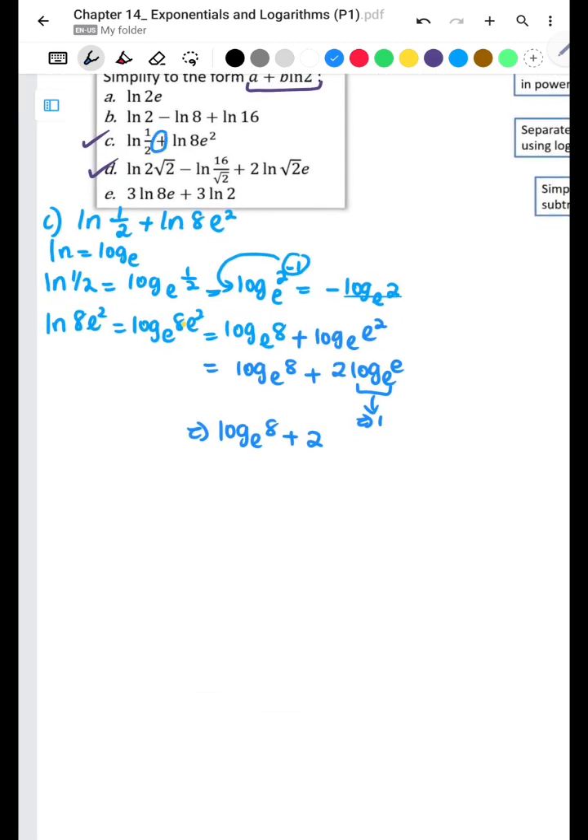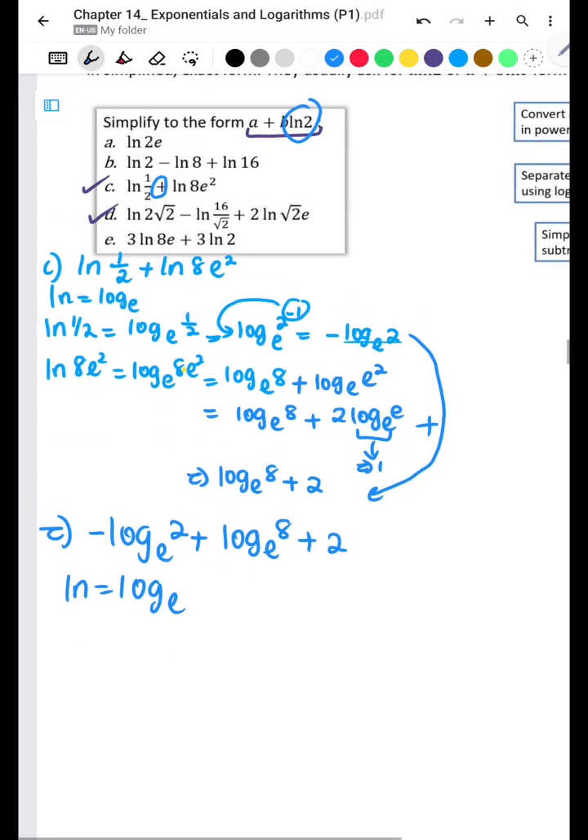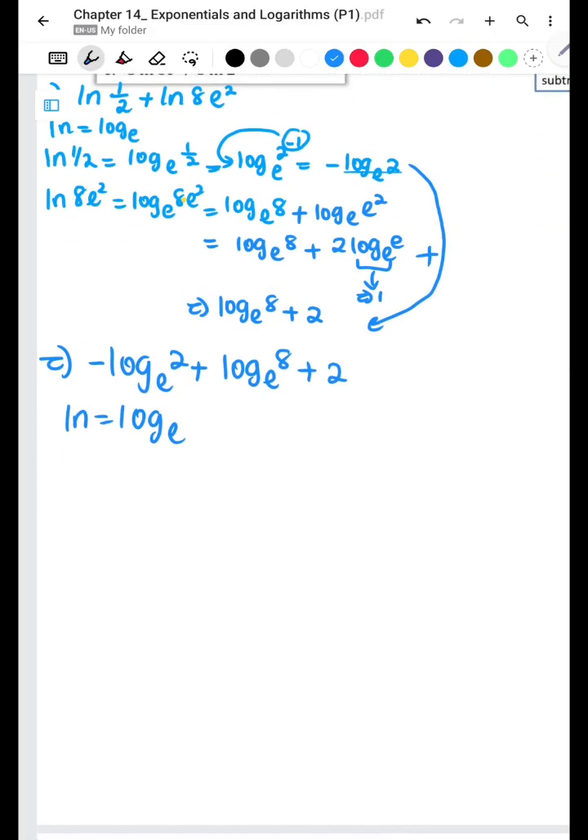And I know I can remember my question was this plus this. So that implies I have negative log base e of 2 plus log base e of 8 plus 2. Don't forget, I know that my natural log is equal to log base e because my question wants it in natural logarithms. That was the question. So here, replacing every log base e with natural logarithm, I have negative natural logarithm of 2 plus natural log of 8 plus 2.